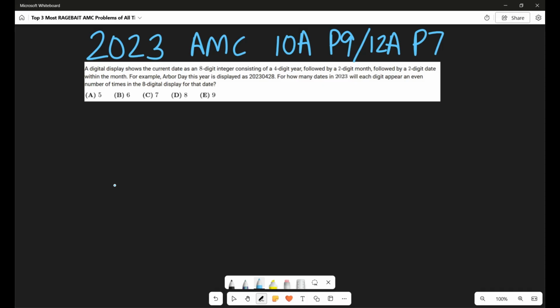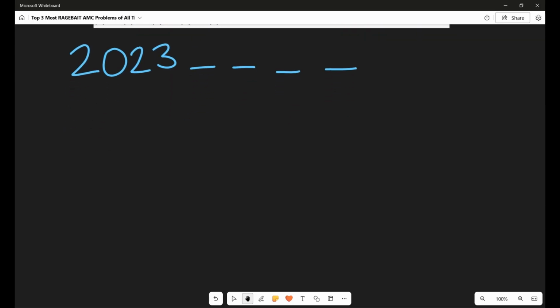We can immediately say that our 8-digit display will start with 2023. So we can go ahead and write that out. It'll be 2023 followed by 4 digits. At this point, we can do casework on the month, and this is where it starts to get really bashy. So when we go ahead and do that, we start with 0, 1.